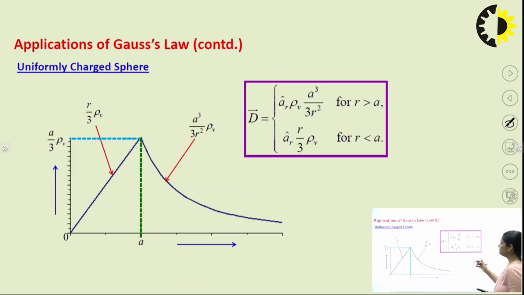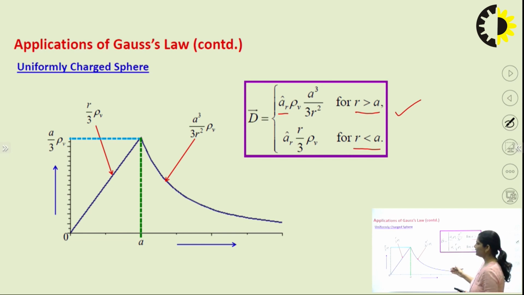Now from the previous slides, we have found how to find D when r is less than a and r is greater than a. If r is greater than a, D is equal to what? ρv a³ upon 3r² unit vector of r. And when r is less than a, D is equal to what? r upon 3 ρv unit vector of r.